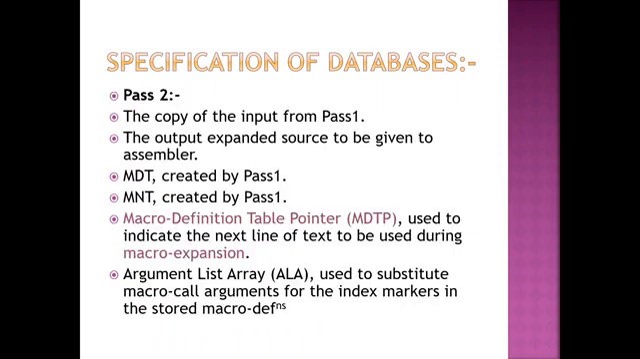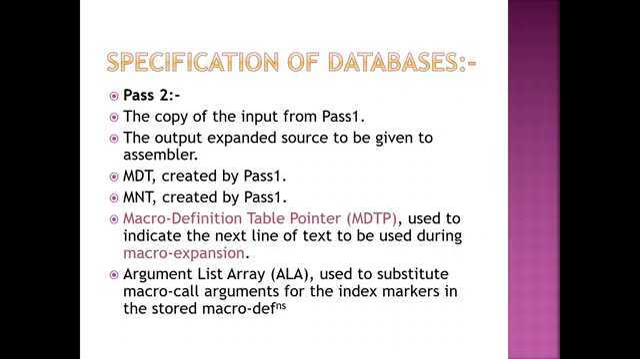During pass 2, what happens? It has to expand the code. Expansion of the code is what happens in pass 2. At that time, instead of having a macro definition table counter, it has another data structure called the macro definition table pointer.